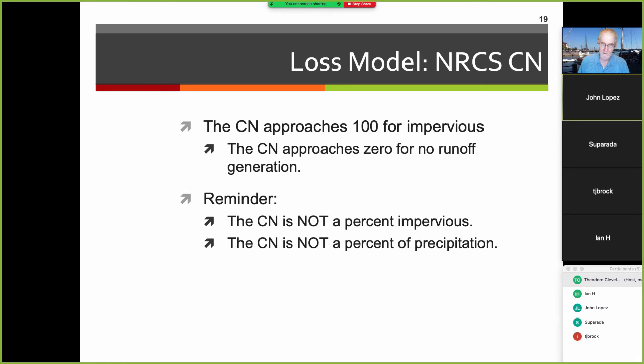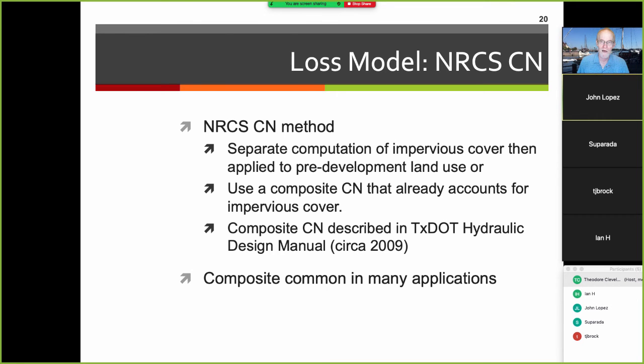Just as a reminder, curve number is not percent impervious, although sometimes it seems like the numerical values of those two are pretty close. And curve number is not percent of precipitation. So curve number 100 is the only one where 100% of precipitation will become runoff. But if you have a curve number less than 100, you can't make that blanket statement. And I hope my next slide is a picture of curve number method. We're getting there.